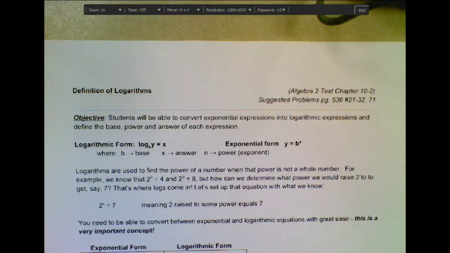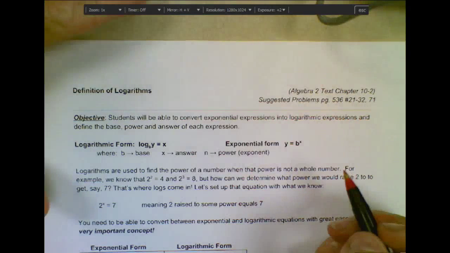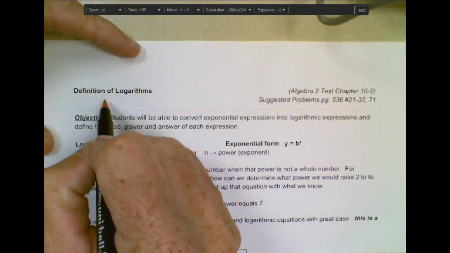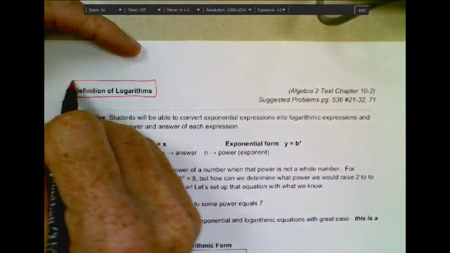1.3 notes that were not in the first video. This is video part 2. So today we are introducing logarithms, the definition of a logarithm.